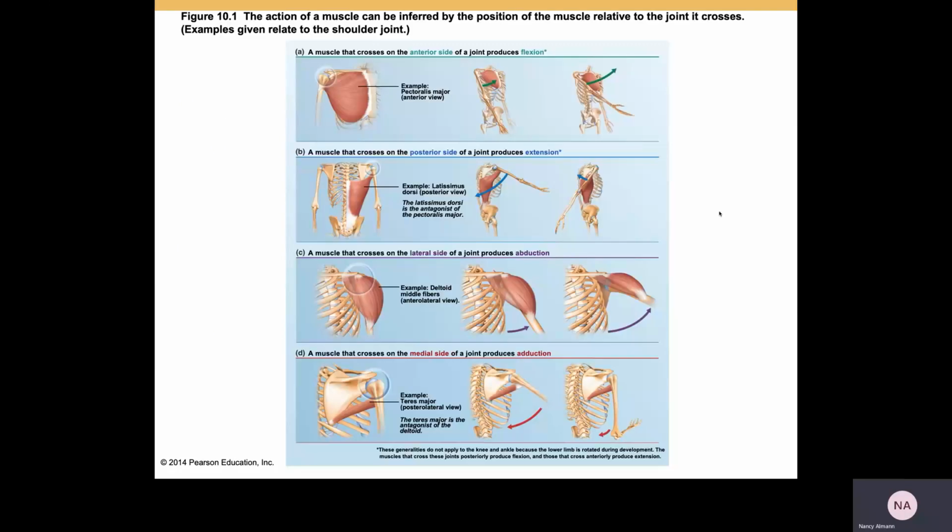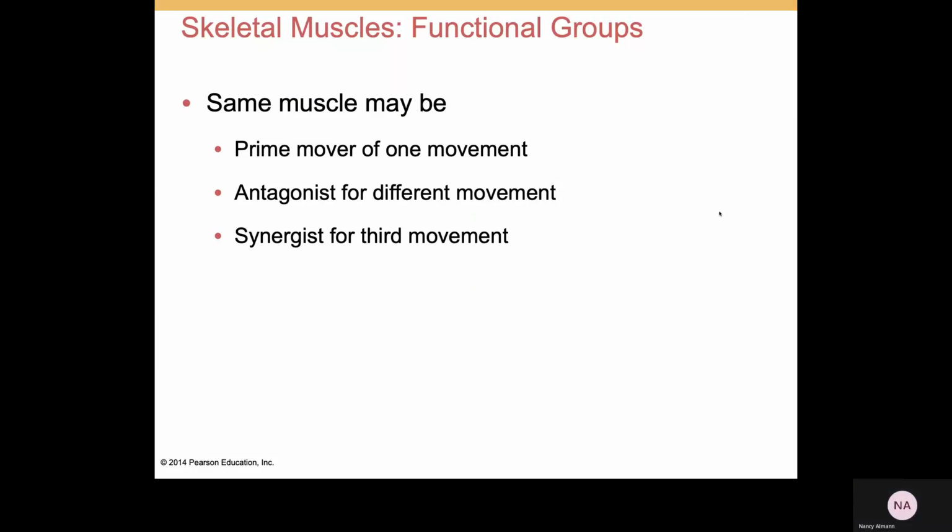This just gives you the examples of some of the movements that we talked about when we talked about the skeletal system, as well as some muscles that are associated with those movements. Now, I'm sure it makes sense that the same muscle may be a prime mover in terms of one motion and an antagonist for the opposite motion, and a synergist for yet another motion or movement.